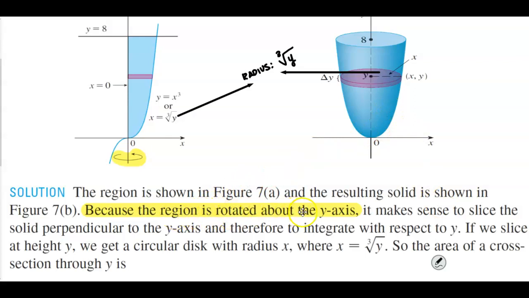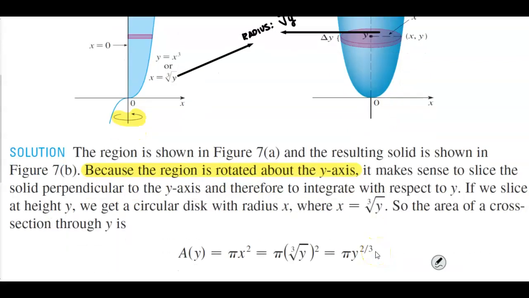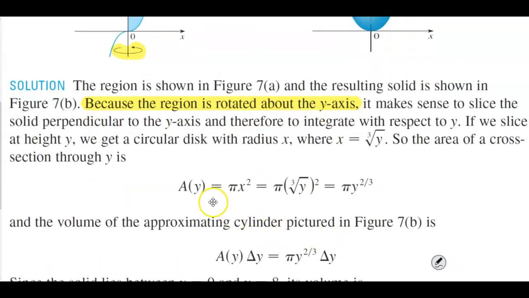Again, because the region is rotated about the y-axis, it makes sense to slice the solid perpendicular to the y-axis and therefore to integrate with respect to y. Now, if we slice at height y, we get, again, a circular disk with radius x, where x is now equal to the cube root of y. So the area of the cross-section through y would be the following.